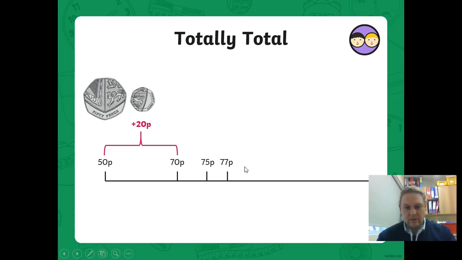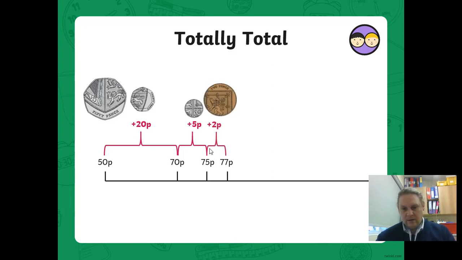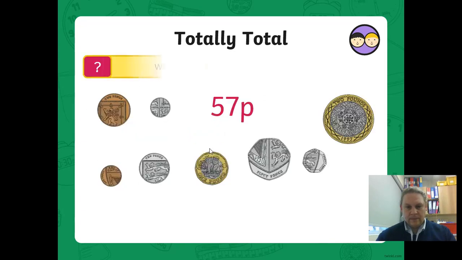So what's the biggest coin that we can use? It's our 5p without going over. So our 5p, now our gap is just 2p. We've found 5p out of our 7p. 5, 6, 7. We need an extra 2p. Now we're up to 77p. So we made it to our target.